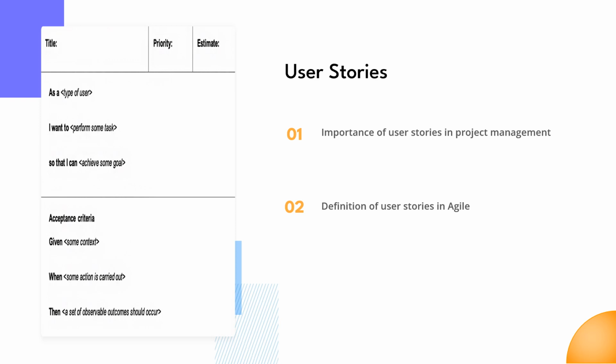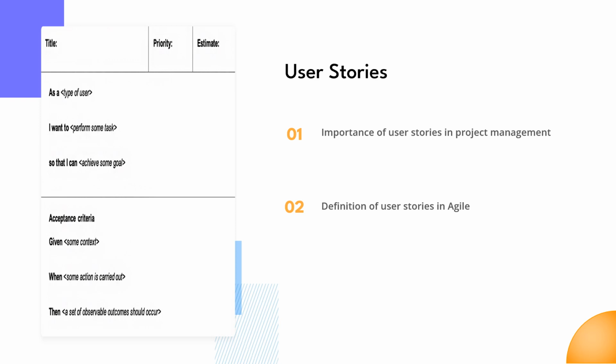A user story is a brief, non-technical description of a feature, functionality, or requirement from the perspective of an end user or stakeholder. It outlines the who, what, and why of a desired capability, enabling the Agile team to understand what needs to be developed and why.